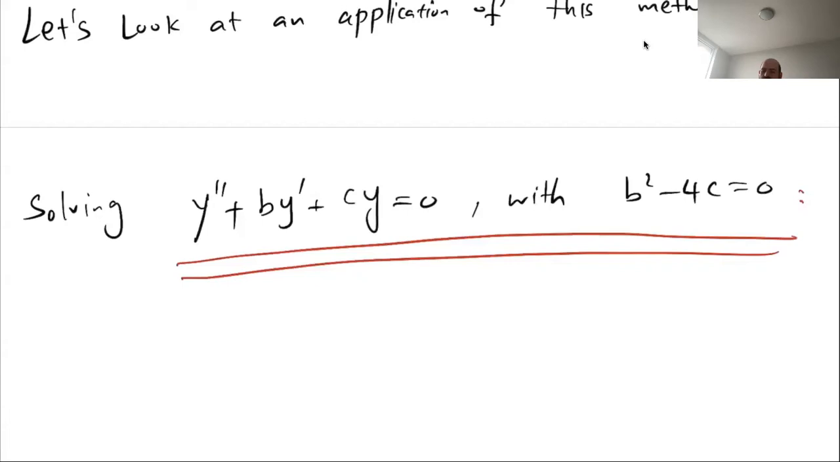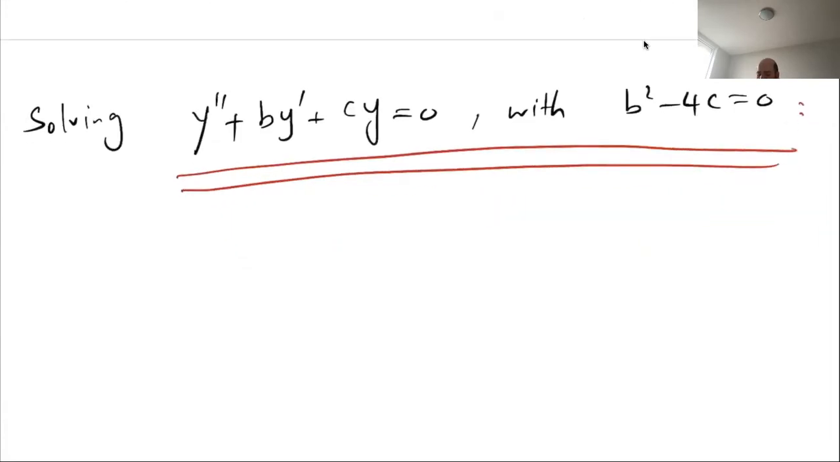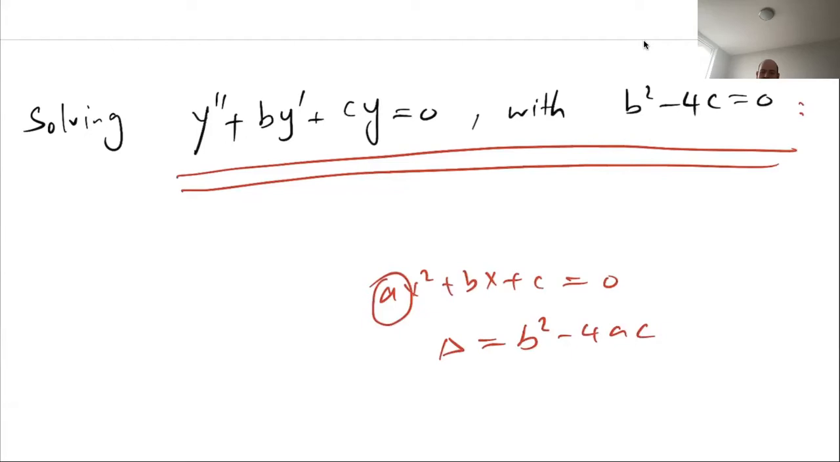So first of all, you may say, why b squared minus 4c? You will see that solving a second order differential equation is connected to solving second degree equations, quadratic equations. In quadratic equations, in order to solve them, we have to consider the discriminant. Like if you have ax squared plus bx plus c equals 0, then the discriminant delta is b squared minus 4ac. But I can always assume that a is 1 because I can always divide both sides by a.